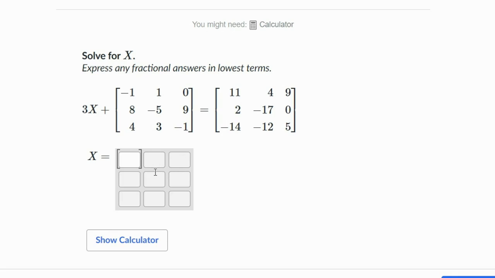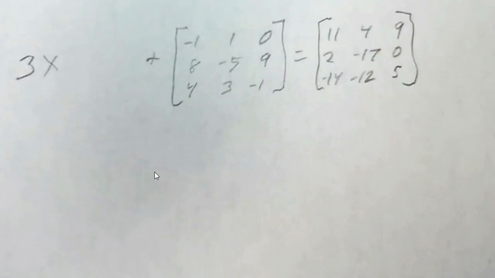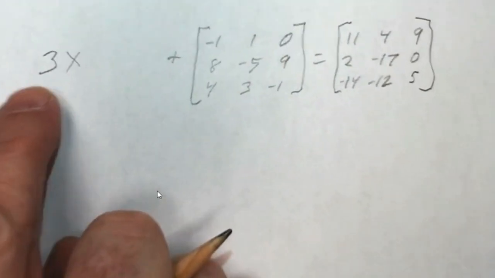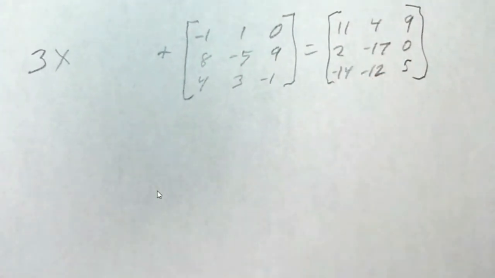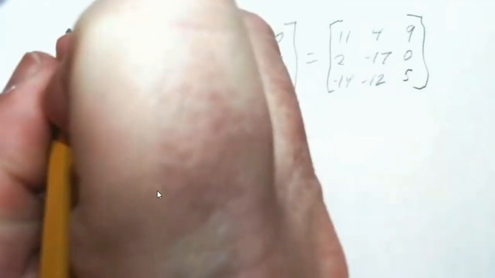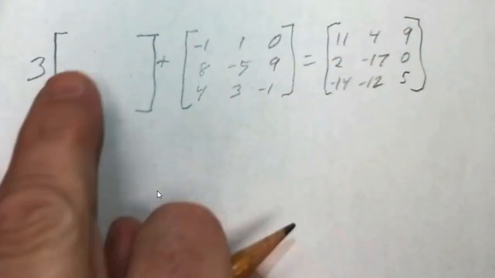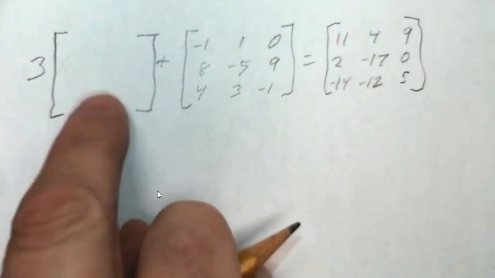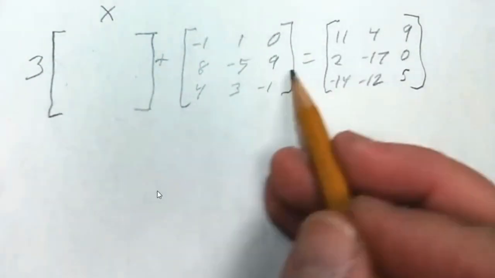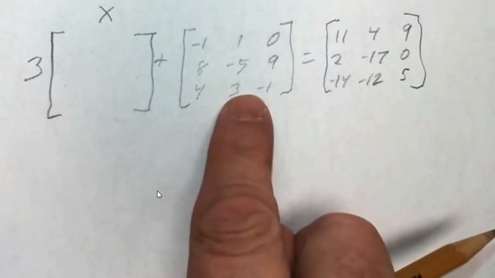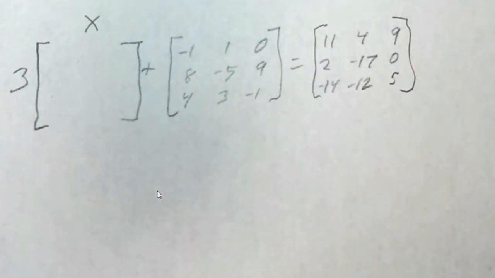Okay, so this problem says 3 times x plus this matrix equals this matrix. And what it's telling us is x is actually a matrix, and we have to fill in the matrix that is x. This is x. And it's a 3 by 3 because it has to be the same size because we're adding it to another 3 by 3 and we're getting a 3 by 3. So you really got to take it out one thing at a time.